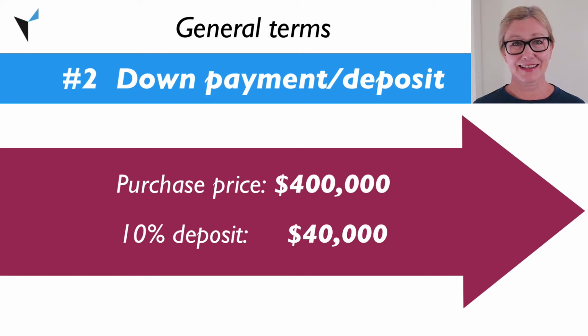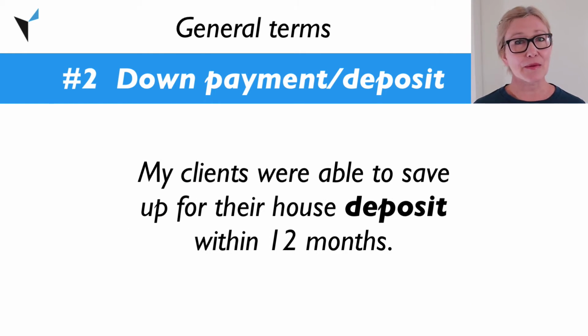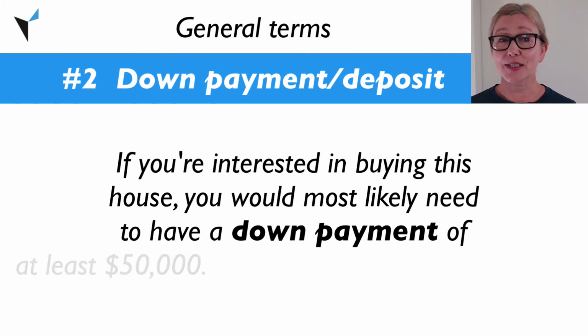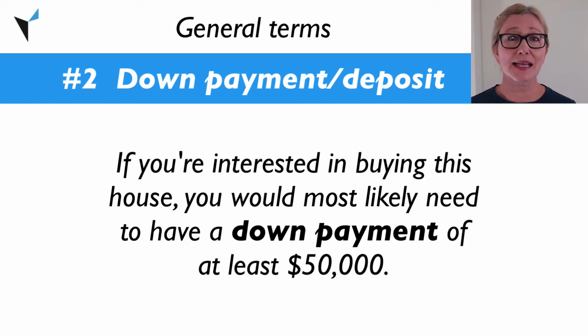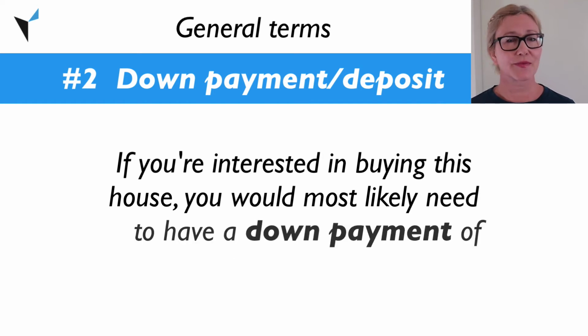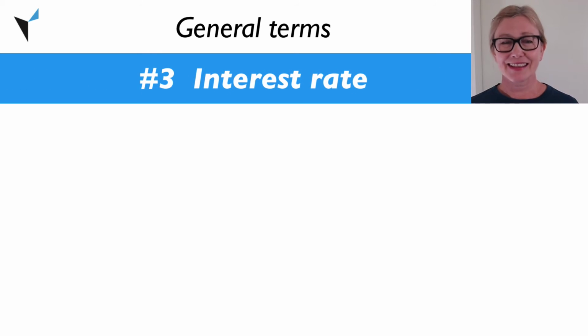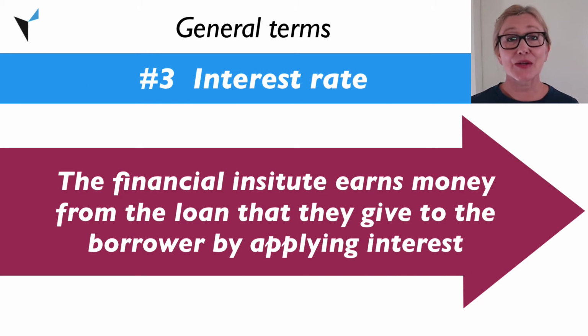Examples. My clients were able to save up for their house deposit within 12 months. If you're interested in buying this house, you would most likely need to have a down payment of at least $50,000. Interest rate. The financial institute earns money from the loan that they give to the borrower by applying interest.